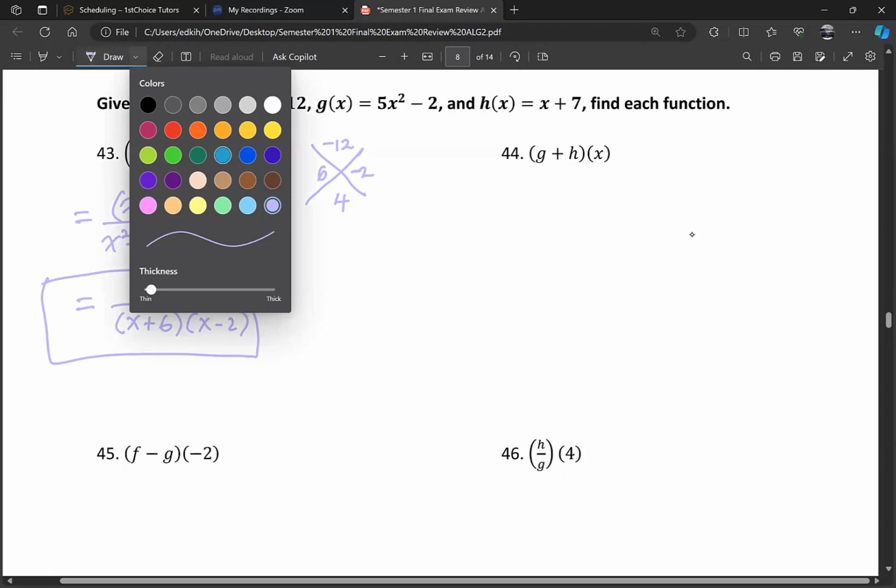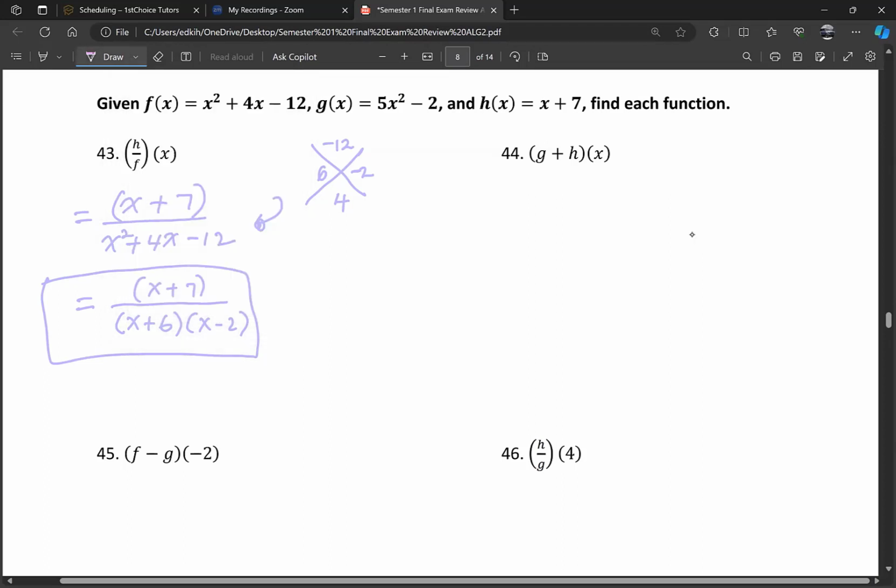Question 44, pretty self-explanatory. It's telling you to just add g to f, right? So you have 5x to the second minus 2 plus h of x is x plus 7. And because we are adding, we don't need to be careful here with parentheses.